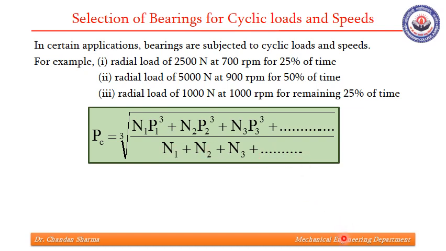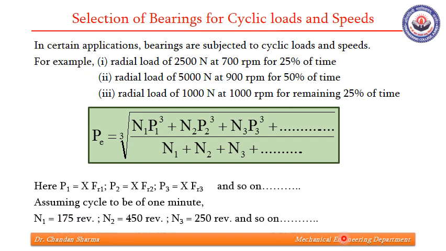What is P1, P2, P3 and N1, N2, N3 over here? Here P1 is XFR1, P2 is XFR2, P3 is XFR3. Since there are only radial loads, we have taken FR1, FR2, FR3. If there are axial loads also, P1 would be XFR1 plus YFA1, P2 will be XFR2 plus YFA2, P3 will be XFR3 plus YFA3. So we can find it. I think it is clear.